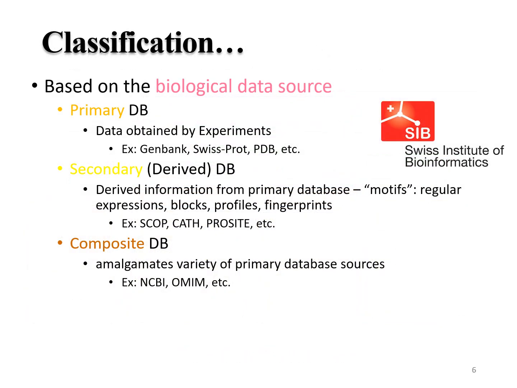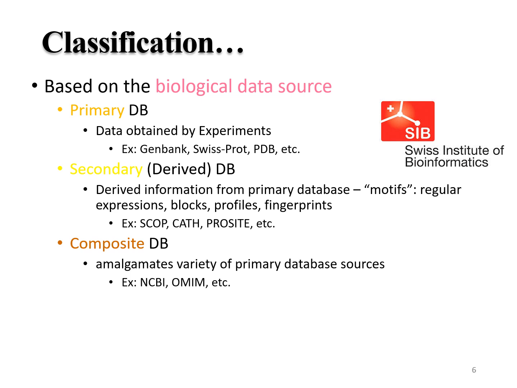Moving on to the classification scheme which is based on the biological data source. That is the second method of classification. We have three different databases available. One is called the primary database, which focuses on the data that is obtained from experiments that are performed in the laboratories.